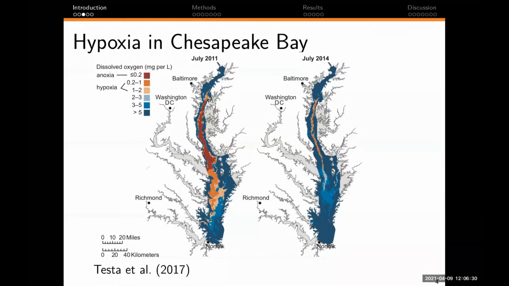With these different drivers, the amount of hypoxia that occurs in a given year can vary. I've shown this example figure from Testa et al. 2017, showing July 2011 in the Bay, when we had one of the worst hypoxia years on record. So pretty extensive hypoxia, almost from the head of the Bay almost to the mouth, and again mostly along that deep central channel. Compare that to July 2014, when there was almost no hypoxia in the Bay, just a little bit along that central channel. In July 2014, the sampling occurred following one of the tropical storms that passed by and mixed up the water in the Bay and increased the oxygen at the bottom.